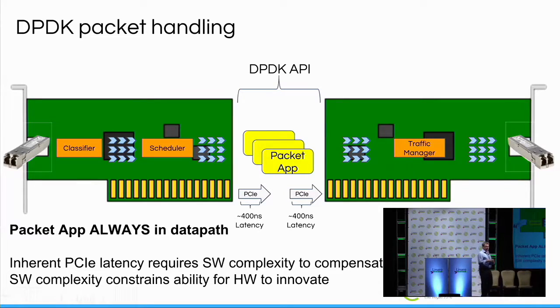Now, if we look at the traditional model for DPDK, that's a very different ballgame, because the hardware blocks like classifiers, scheduler, traffic managers, those blocks are on the cards. And you can't control exactly how the classifier works. You have some control of it through RSS, for example, but it's very limited.